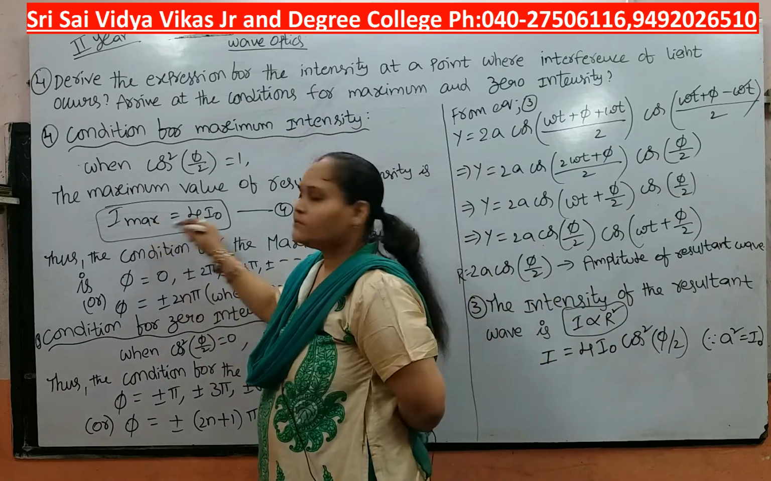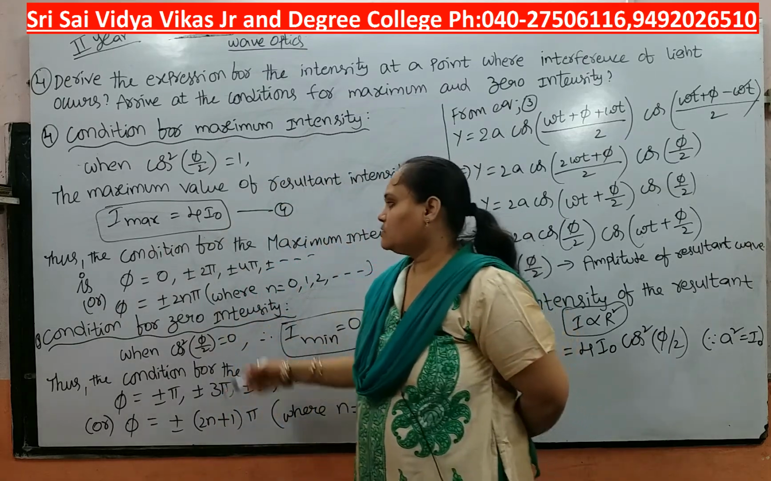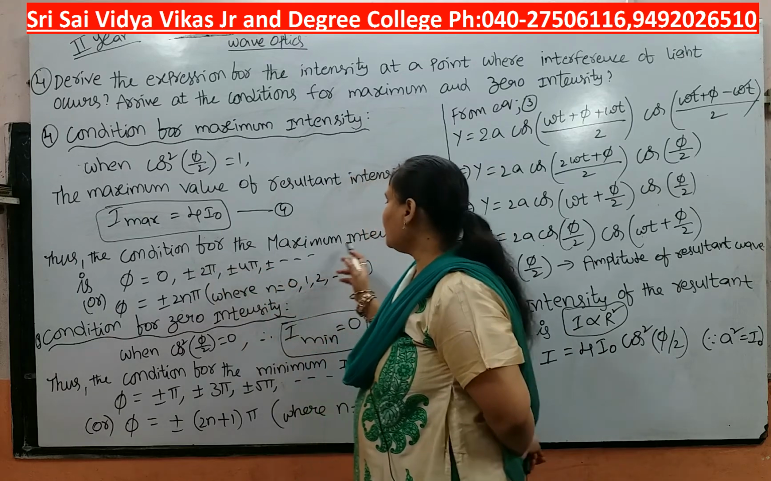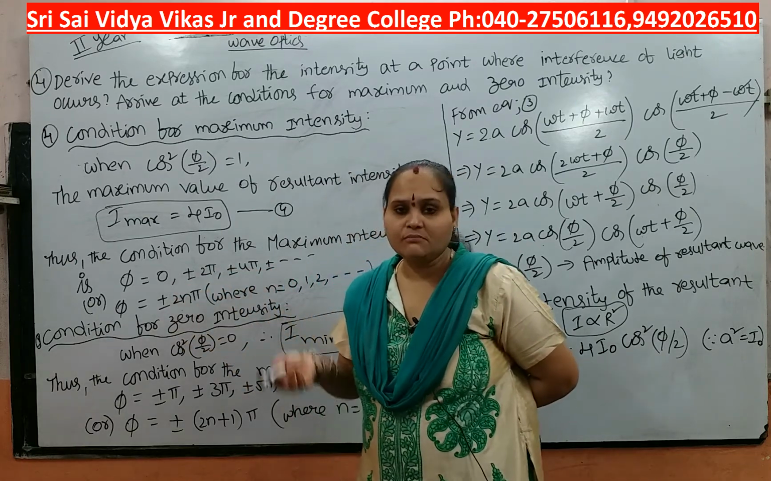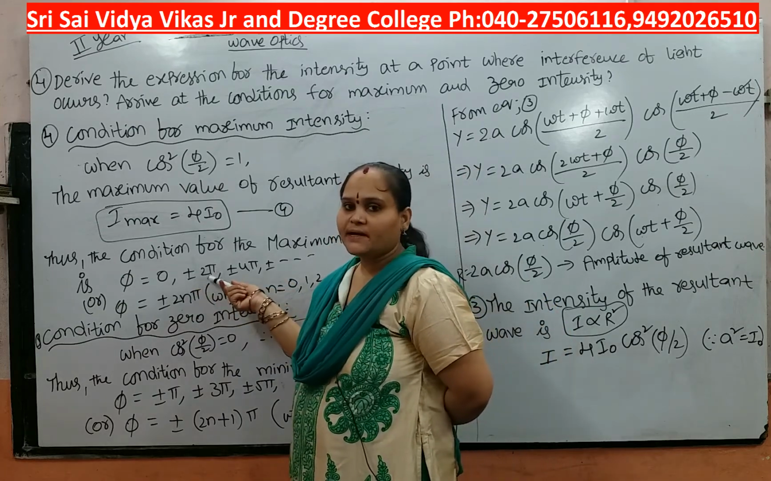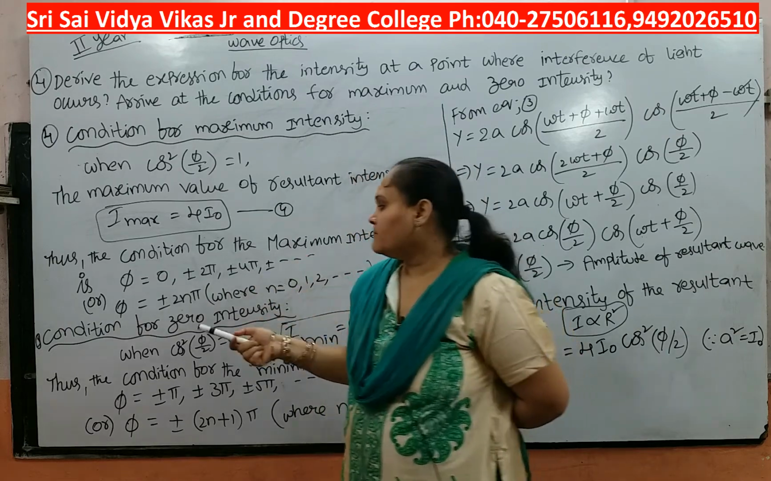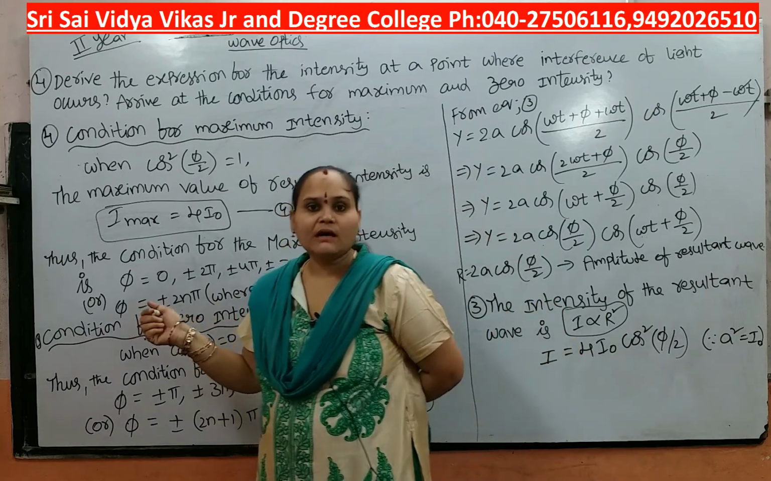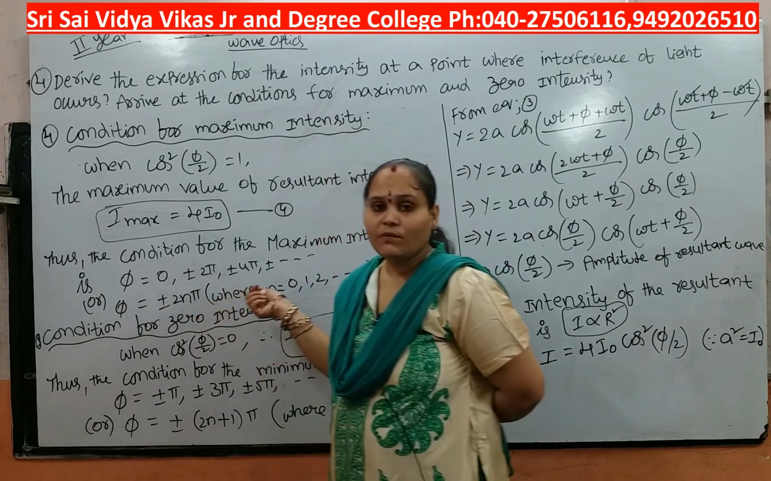I maximum will be equal to 4 I naught. This is our maximum intensity condition. So the condition for the maximum intensity is that phi becomes 0, plus or minus 2 pi, plus or minus 4 pi and so on. That means the phi value will be taken as plus or minus 2n pi. Here n is substituted with 0, 1, 2, 3 and so on.